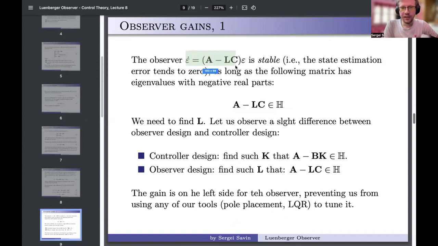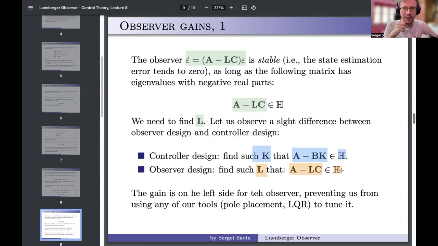Okay, so this guy will be stable if this matrix is Hurwitz. Remember, real parts of the eigenvalues have to be negative. Now, all we need to do is to find such L that would make A minus LC stable, so Hurwitz. Can we do it easily? Well, not quite. Remember how we did it with K. With K, we had A minus BK has to be Hurwitz. K is on the right side of B. What we have here is we want to find L such that A minus LC is Hurwitz. Well, notice that L is on the left-hand side of C.